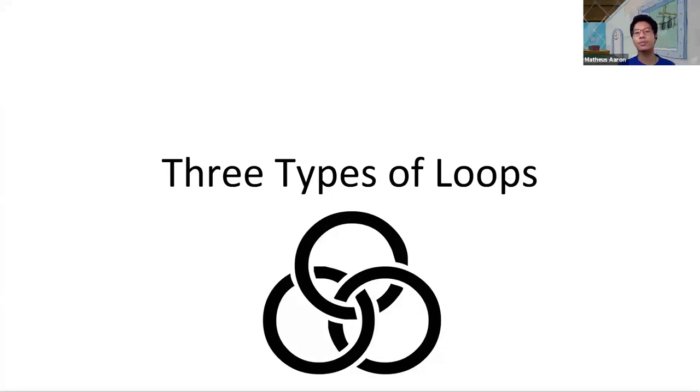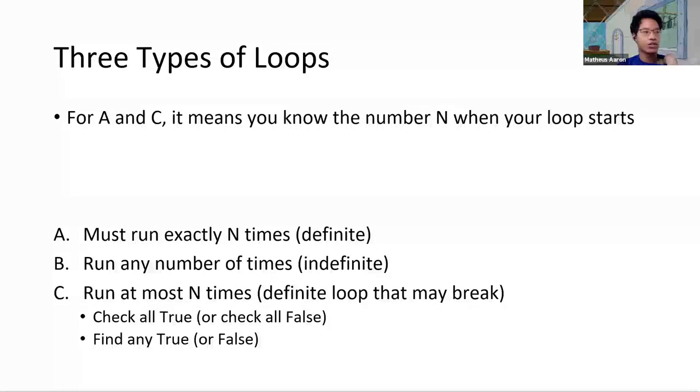So there are three types of loops. As mentioned, the number one is the one that must run exactly n times, definite. Second is must run any number of times, or indefinitely. And lastly is run at most n times, meaning that it's a definite loop that may break.